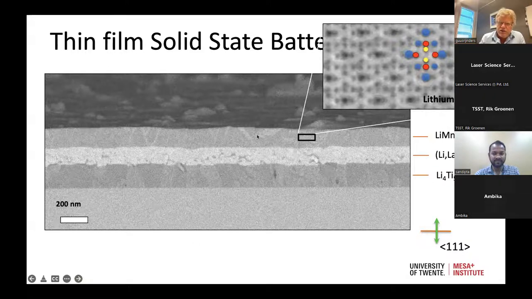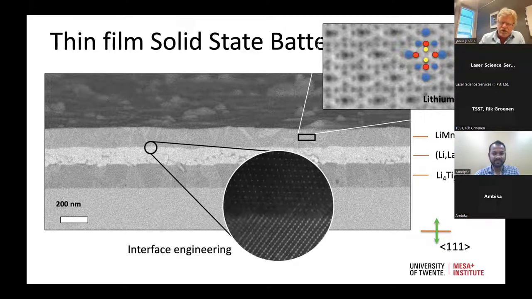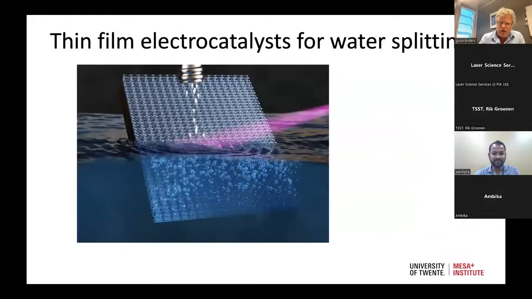Here you see a cross section of a solid state thin film battery completely made by pulsed laser deposition, where you see both electrodes and the electrolyte in the middle. These devices show very good performance. You can make very dense films. Not everything is atomically controlled, but what this group does is atomically control the interfaces between the electrolytes and the cathode and anode materials. So this is very well controlled, as you can see over here. And this interface is also being engineered, as we do with many other model-like systems.